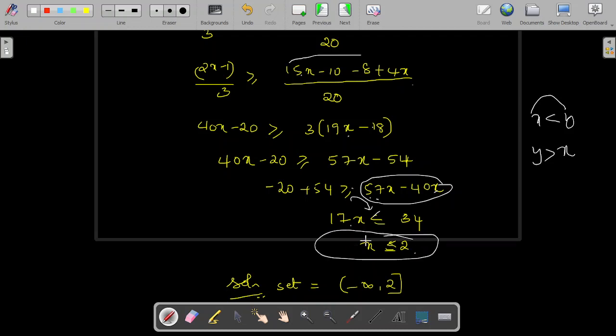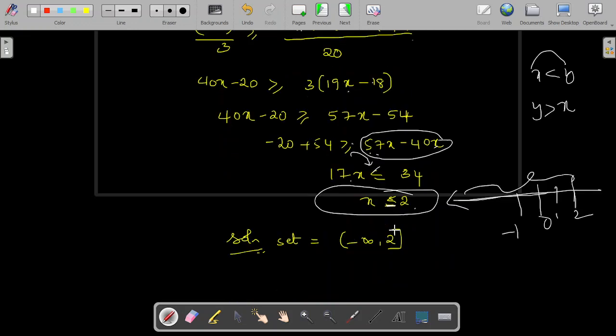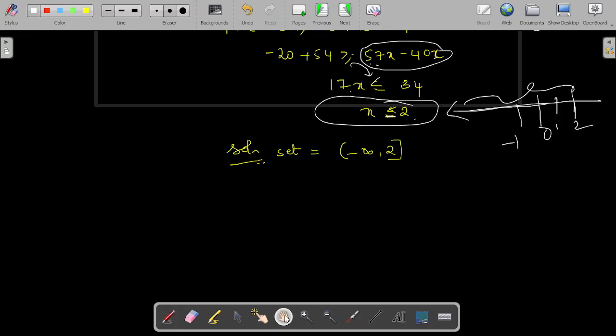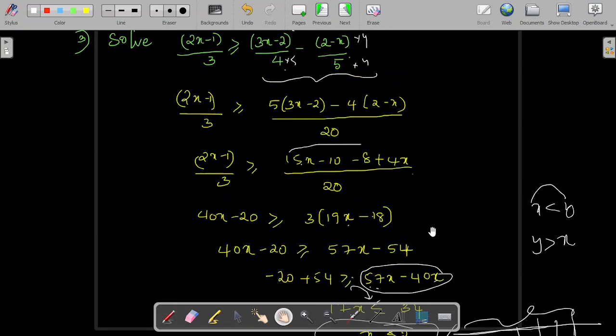Now you have to write all possible solutions. You know the number line: this is 0, this is minus 1, this is 1 and 2. Less than or equal to 2 means all the real numbers which are lesser than 2, starting from minus infinity till 2. It's a slack inequality because equal to is also possible, so you have to include the endpoint. That is how we solve problems related to linear inequalities. I hope you understood the concept.